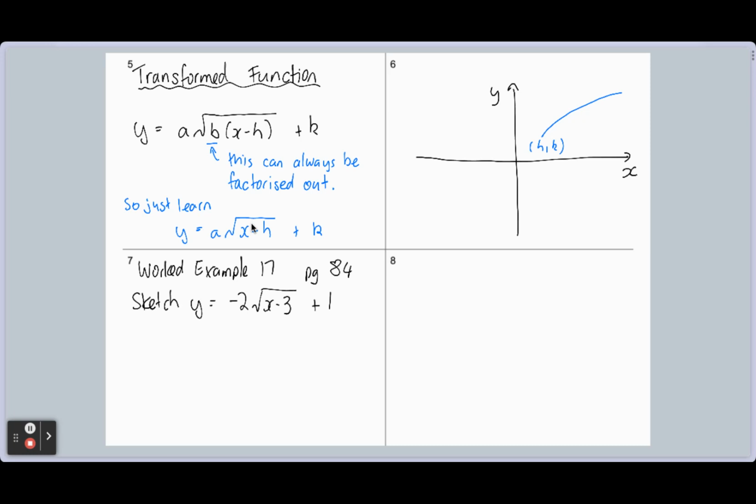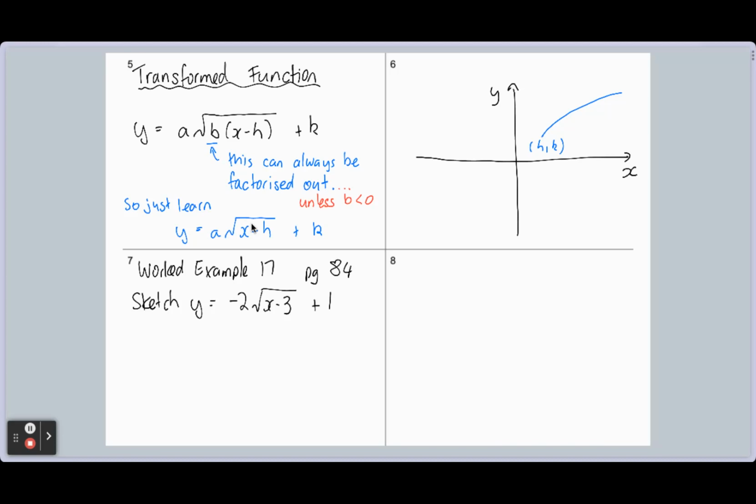So the transformed function looks like y equals a square root of b outside of x minus h plus k. The b can always be factorized out unless b is less than 0. So effectively, you just need to learn y equals a outside of root x minus h plus k, with the exception that if b is less than 0, then you probably need to keep it there. But the rest of it's true regardless.